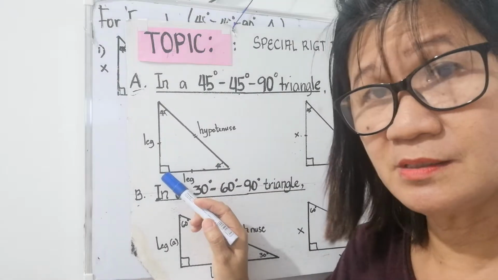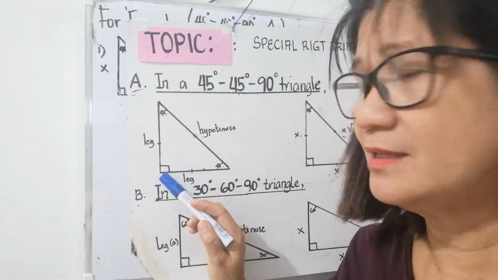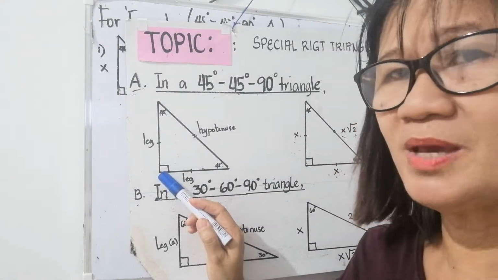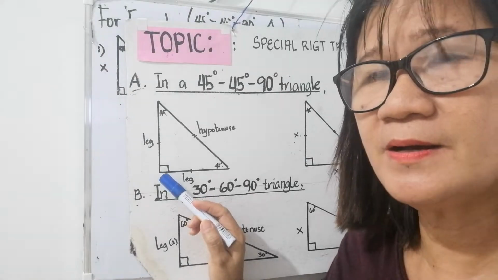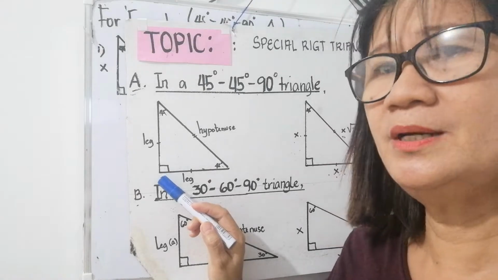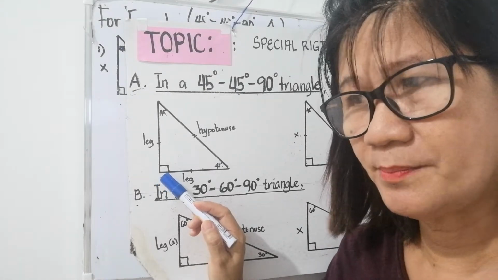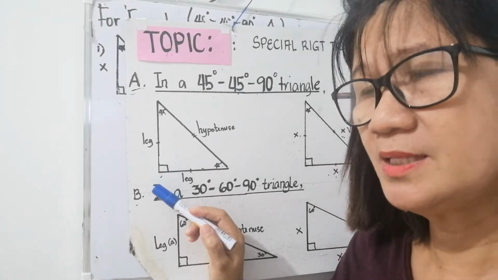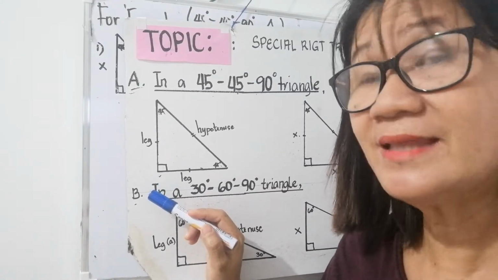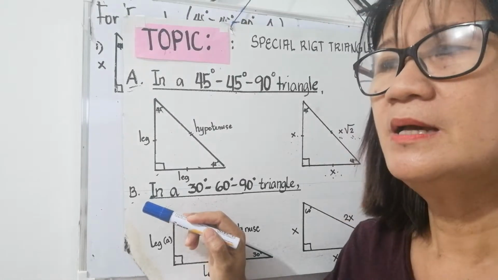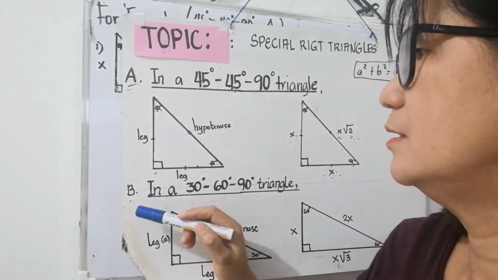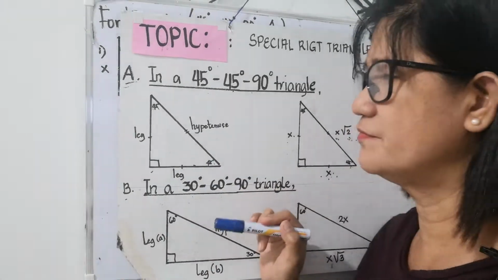This small square indicates that this angle measures 90 degrees. So even without using the protractor, kapag nakita nyo may maliit na parang square, ibig sabihin yan ay right angle. No? Kaya nga siya tinawag na 45, 45, 90 triangle. Okay, let's name the parts of this.